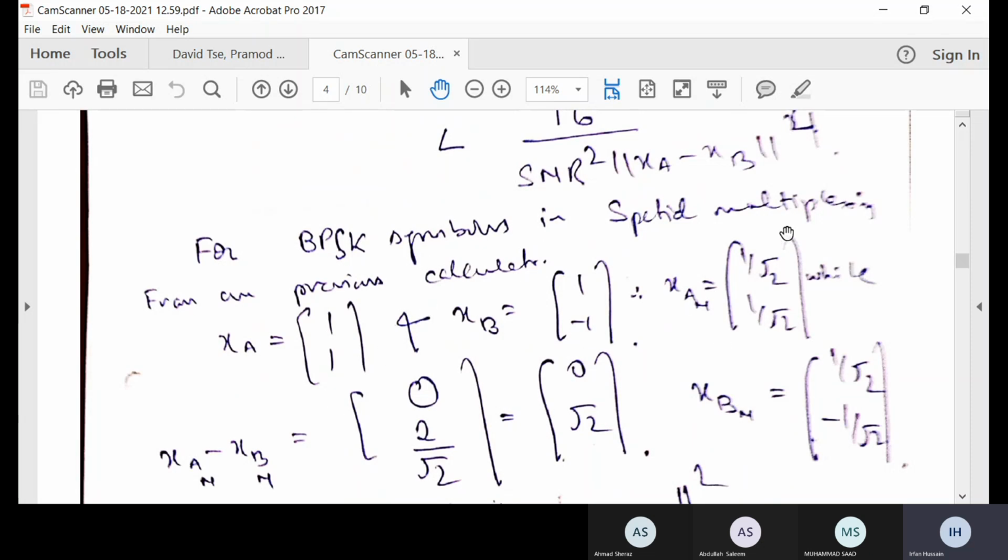So for BPSK symbols with spatial multiplexing, I take this vector and another vector xb. I normalize them because the total power will be 1 squared plus 1 squared, which is 2, and then divide by root 2. This will be the normalized version. Similarly, I can find the normalized version of xb, usually 1 over root 2, minus 1 over root 2. I find their difference. This comes out to be this thing.